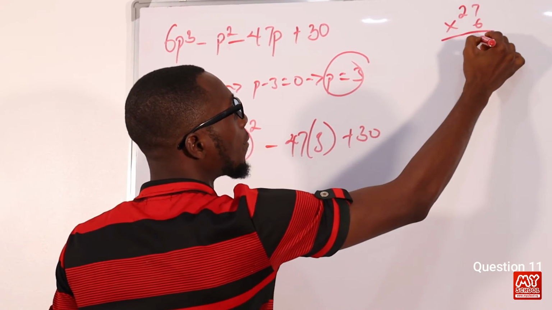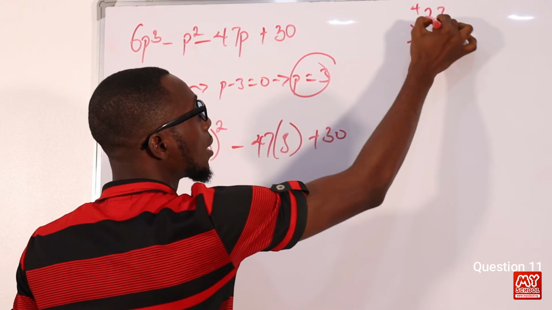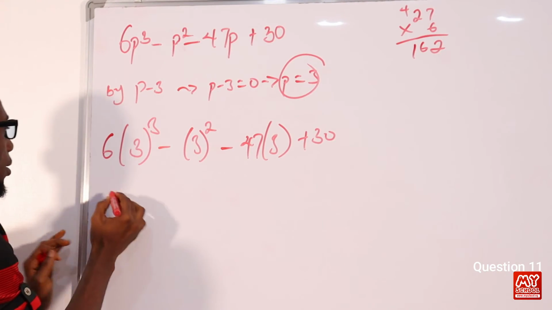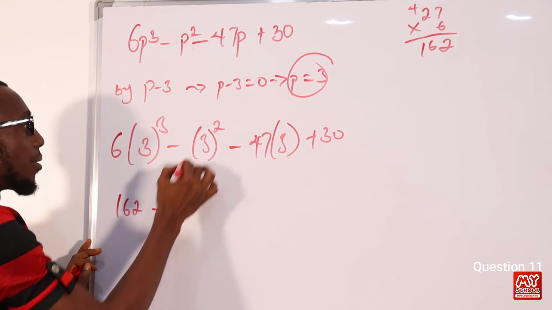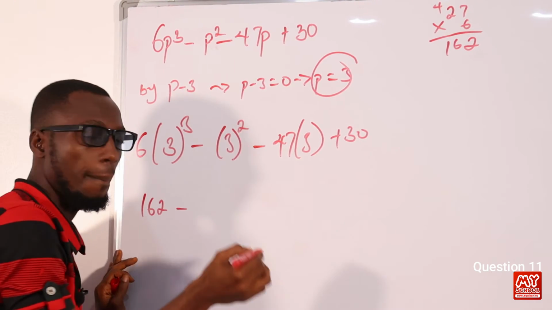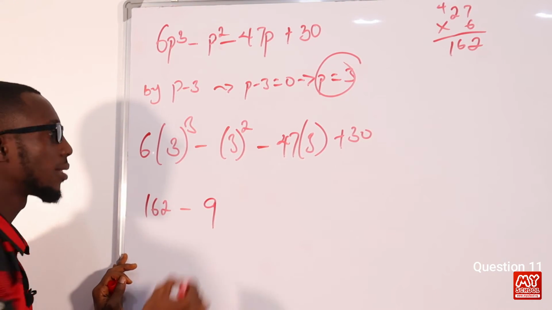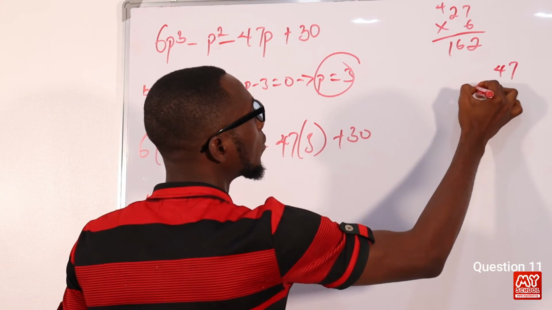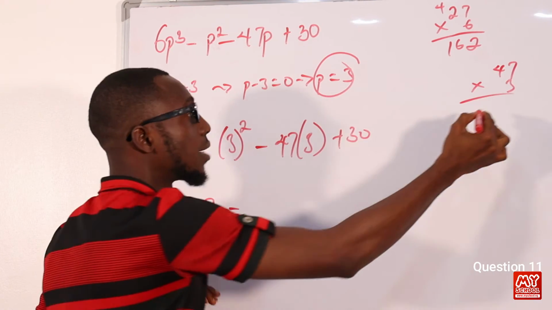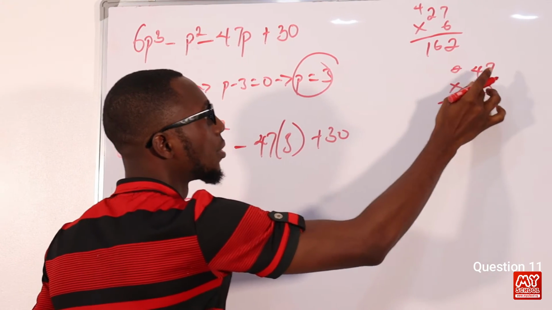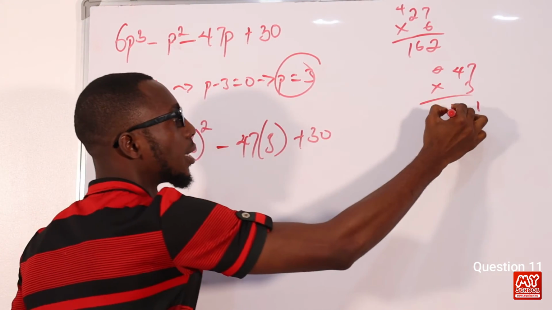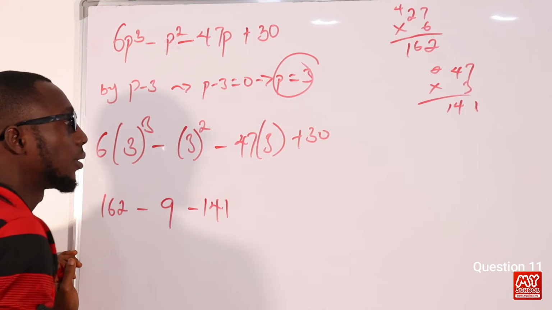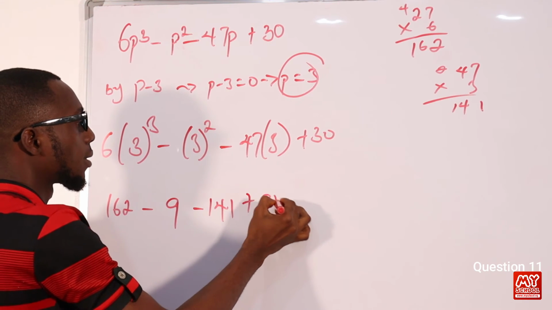6 times 7, we have 42, right? 4 carry 1. 6 times 2, that's 12, plus 4, 16. Okay, so we have 162 minus 3 raised to power 2, that's 3 times 3, that gives you 9. Right? Minus 47 times 3. 3 times 7, that is 21. You write 1, you carry 2. 3 times 4, 12, plus 2, that is 14. Right? So we have 141, then we have plus 30.